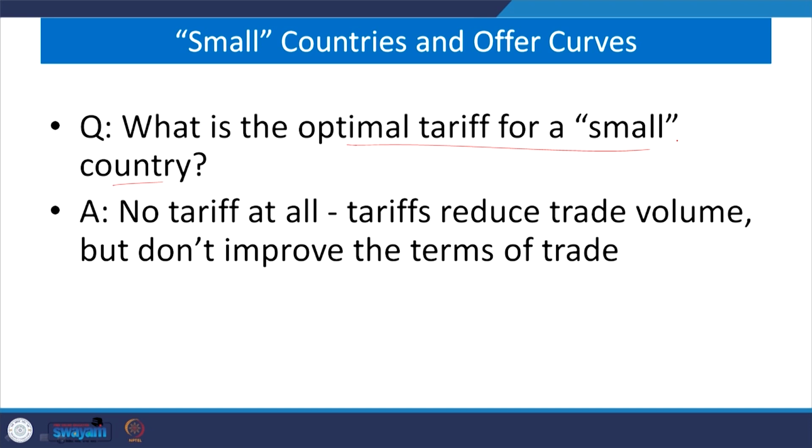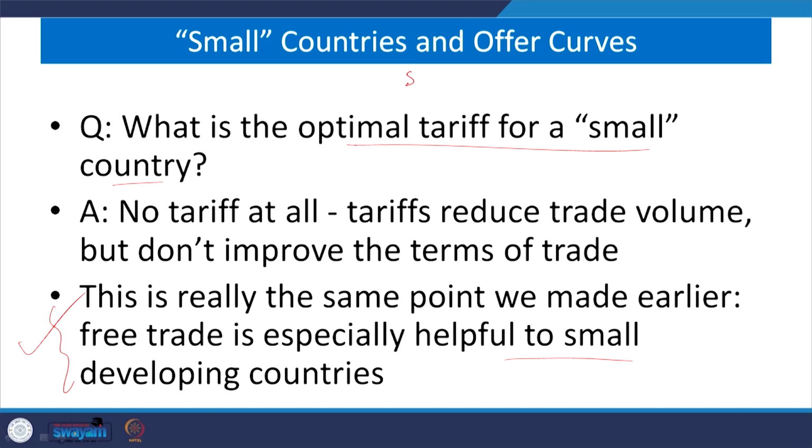If tariffs are imposed, the trade volume reduces, but it is not improving the terms of trade. So, better they should not impose tariff. This is really the same point we made earlier, which is that free trade is especially helpful to small and developing countries. Now another very important question arises here: should the small country impose tariff?